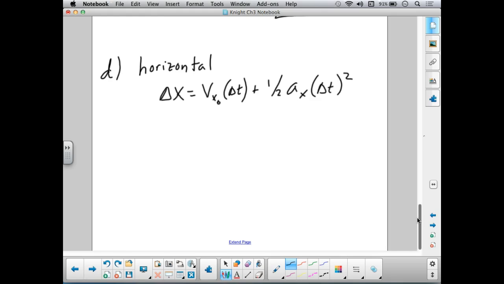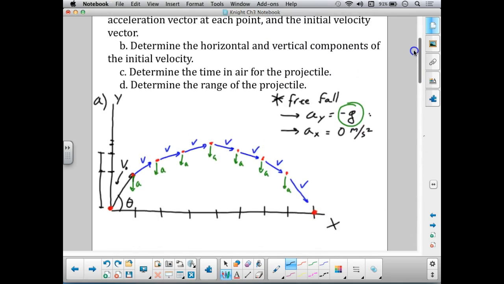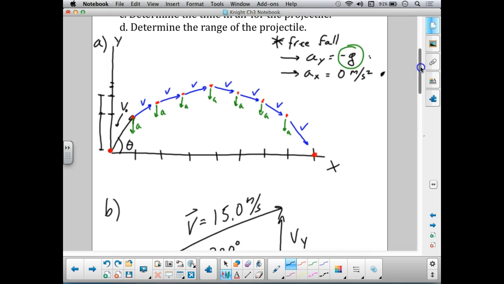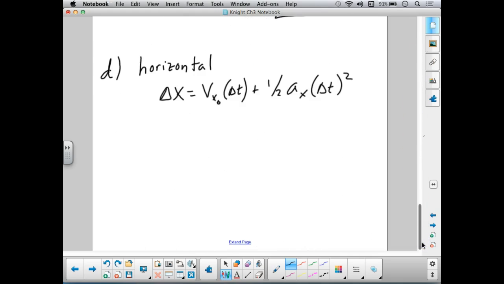I'm lucky in this case. ax is 0. Back up here when we drew our problem out, we decided that ax is 0 because this is an object in free fall. Any object in free fall is moving only under the influence of gravity. So I actually get to cancel out this entire term because ax is 0 and anything times 0 is 0. So that goes away.